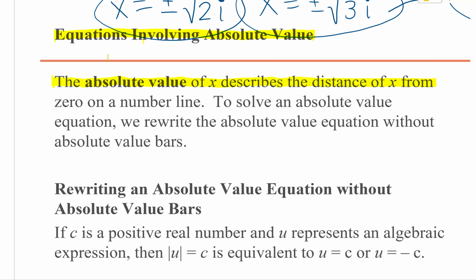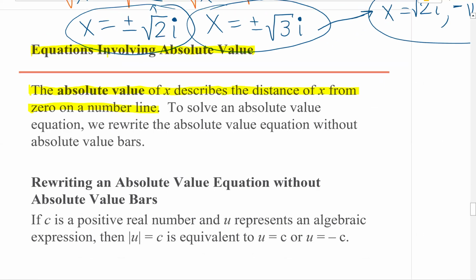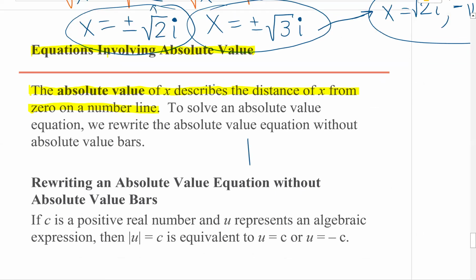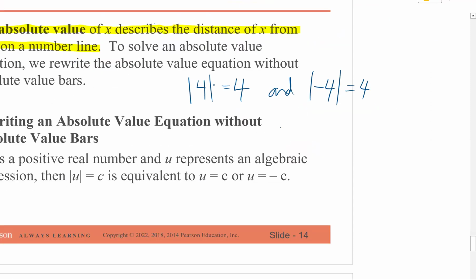The absolute value of x describes the distance of x from 0 on a number line. So that's an interesting or more visual way to think of absolute value. Because when we saw absolute value before, like the absolute value of 4, it just meant make everything positive. And if it was -4, the absolute value is +4. But really all that means is on the number line, here's 0. The first number we saw in absolute value was 4. How far is that away from 0? It's 4 units away. So the visual way of thinking of absolute value of 4 is its distance from 0 on the number line.